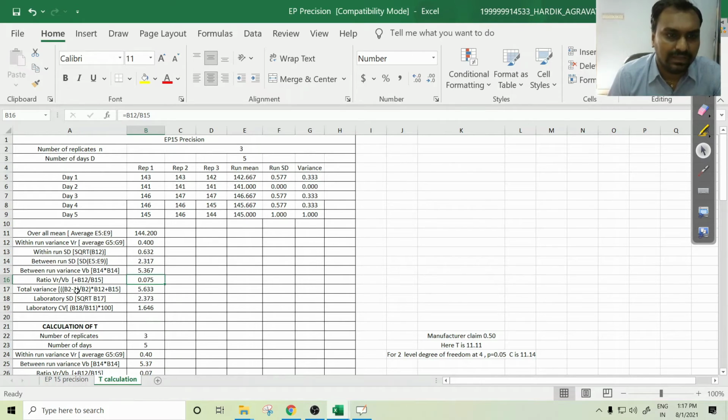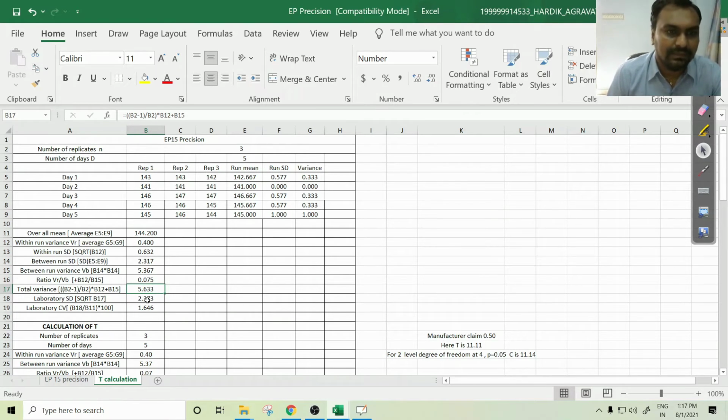Okay, and total variance is n minus 1 divided by n into within run variance plus between run variance. Because from within run we have replicated for the 3 times, so 3 minus 1. You can see here, that is B2, that is 3 minus 1 divided by 3, the number of replicates, into within run variance, plus between run variance. That is our total variance, right?